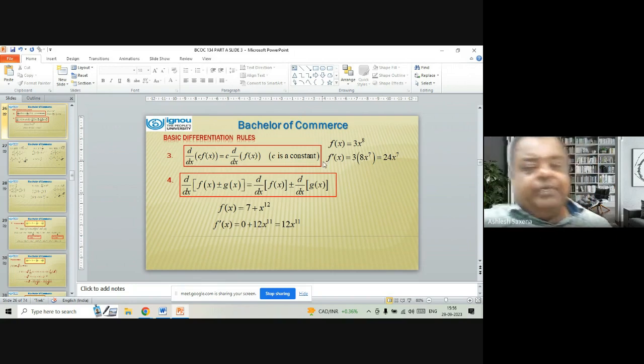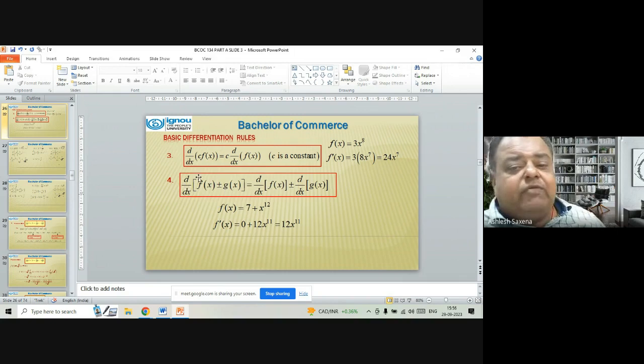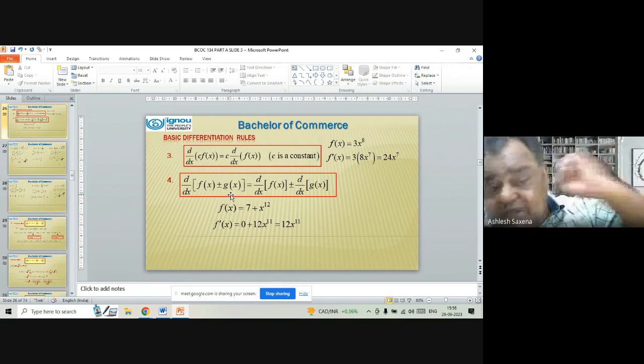Now, fourth one, we have to differentiate these two functions and I have a plus or minus sign in between. Mathematically, what I have to do? I have to differentiate f(x), then add or subtract, then I have to differentiate g(x). This is what your theory says.